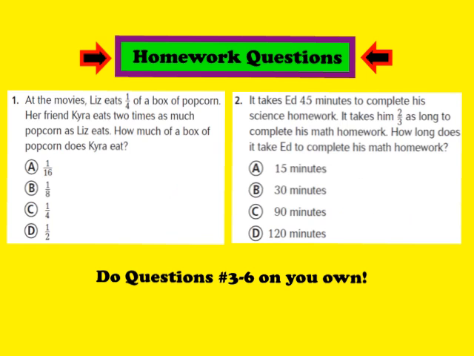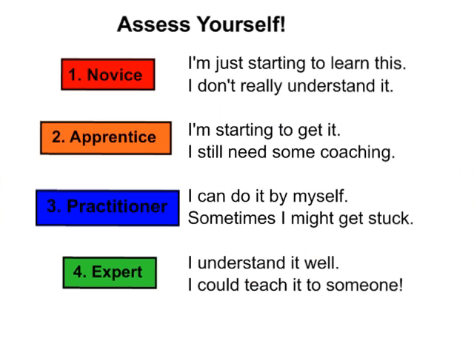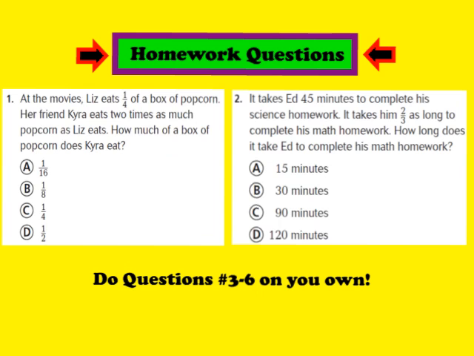Now, as your homework for tonight, I want you guys to complete question number 1 and question number 2, along with numbers 3 through 6 found in your Go Math workbook on page 150. Don't forget, somewhere on your homework page, I want you to assess yourself. Do you feel like you're number 1, a novice, number 2, an apprentice, number 3, a practitioner, or number 4, an expert? Don't forget, your homework will be to complete question number 1 and number 2, as well as numbers 3 through 6 found in your Go Math workbook on page 150.